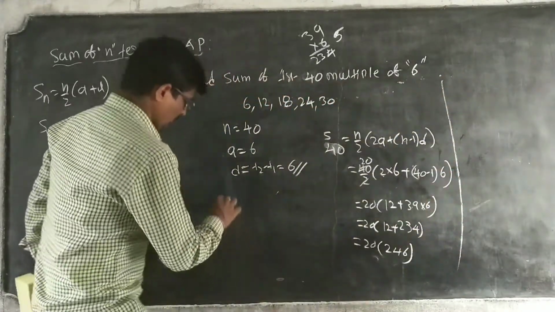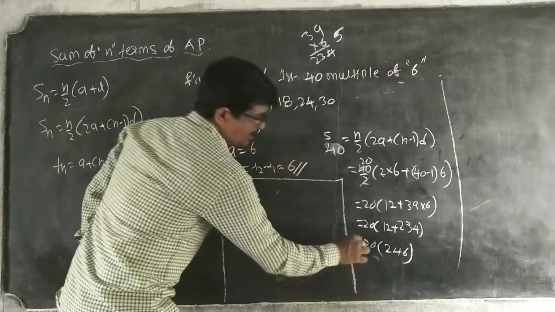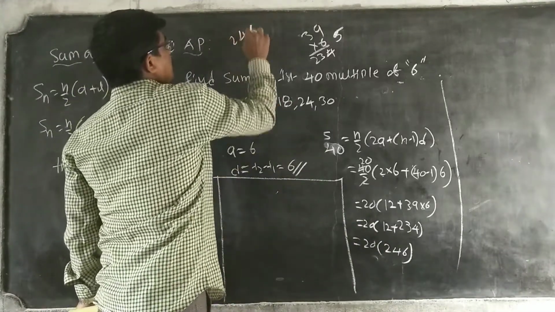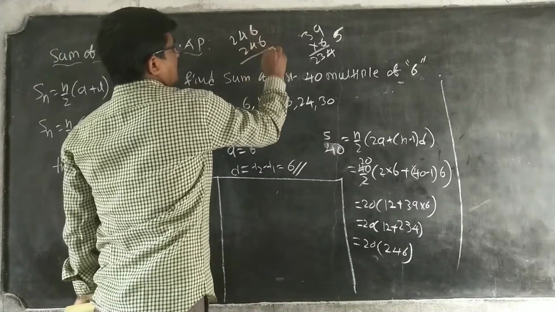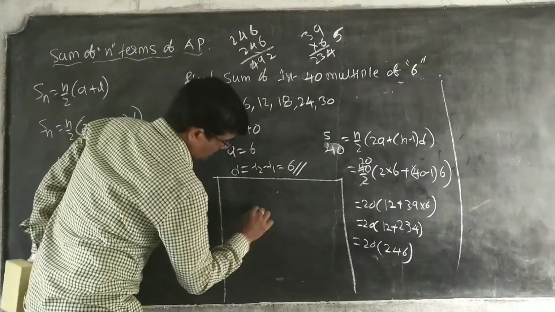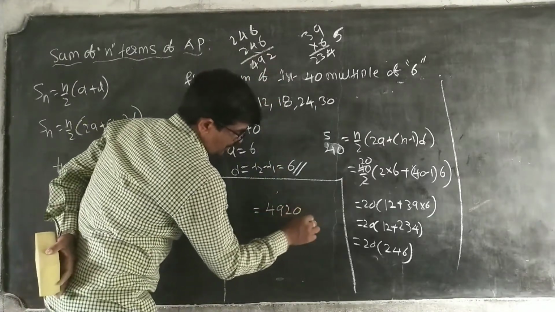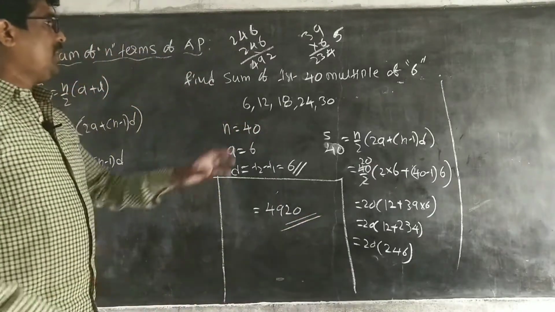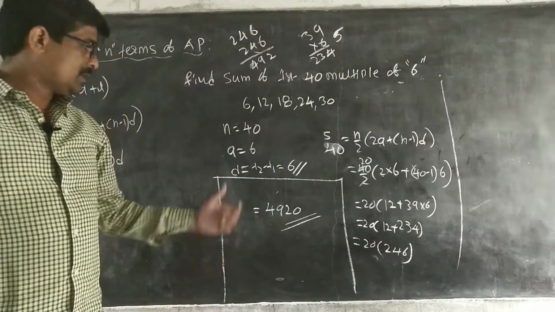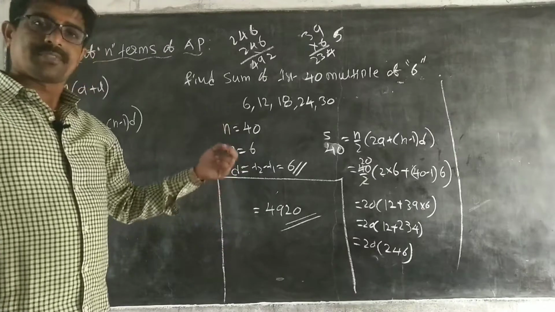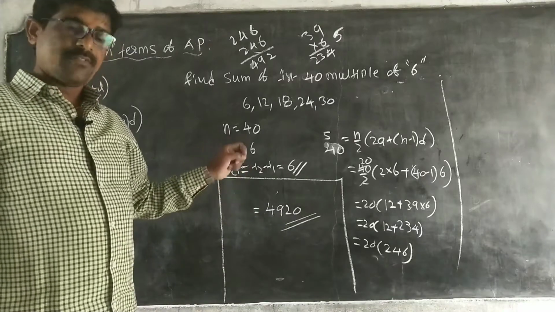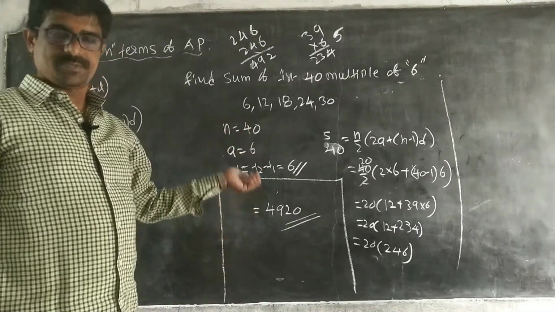Now I am writing here: 246 into 20, that means 246 times 2 is 492, then with the zero, 4920. That means the sum of the first 40 multiples of 6 is 4920. So using this progression formula, it is easy to solve. Copy this; I am giving some more example problems. Copy it.